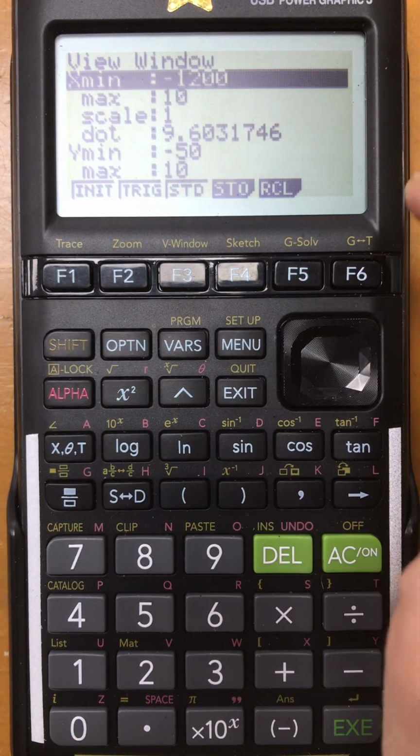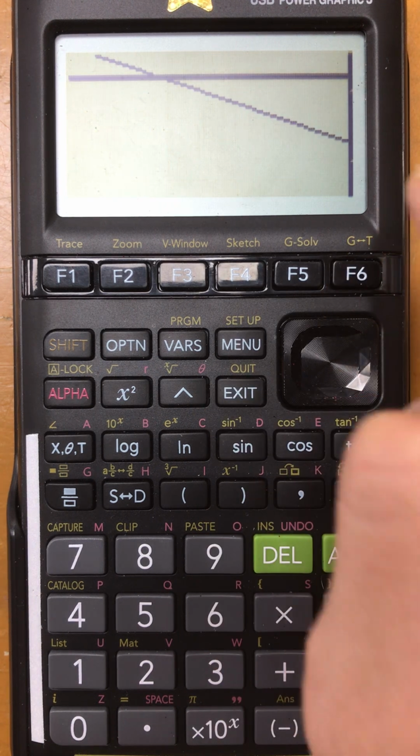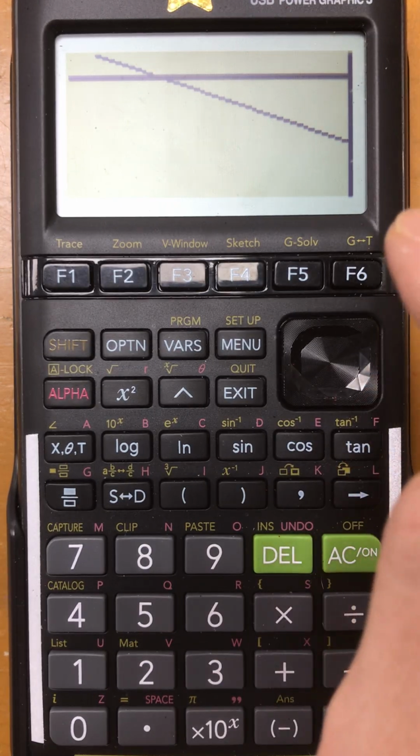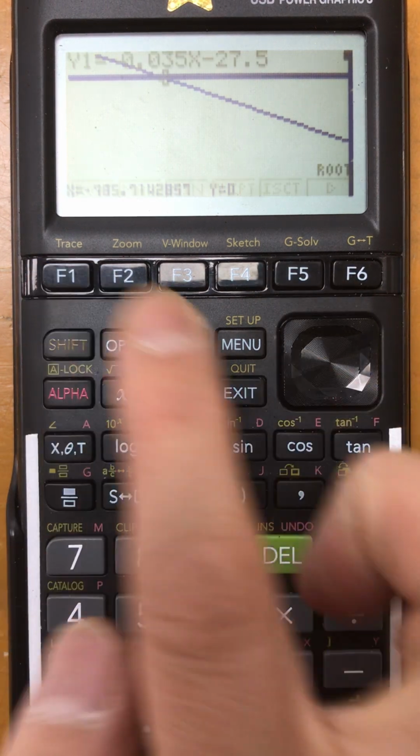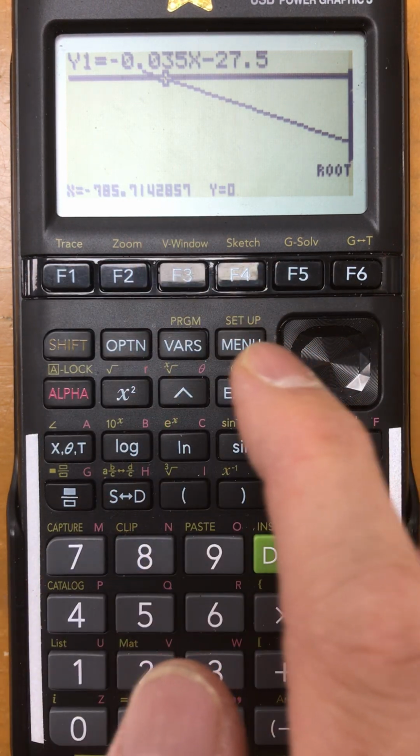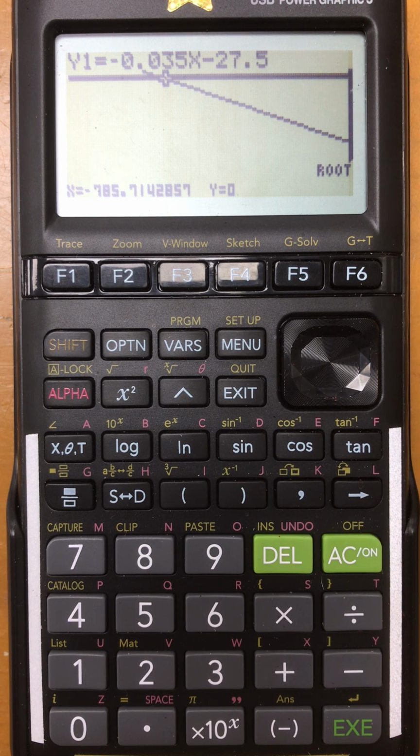Write your suitable window. Okay. Using your graphing calculator to determine the x-intercept. So this is gsolve root. And automatically we get an x-intercept of negative 785.7. Next one, determine the y value for the following x value.